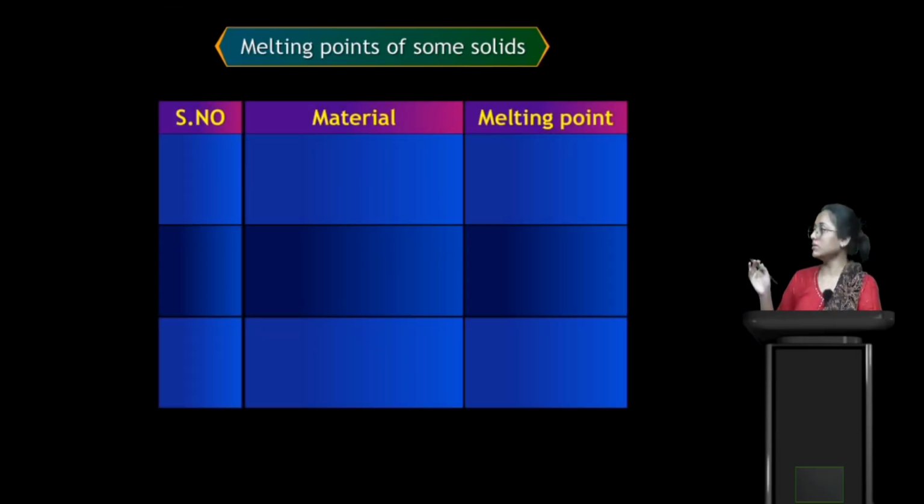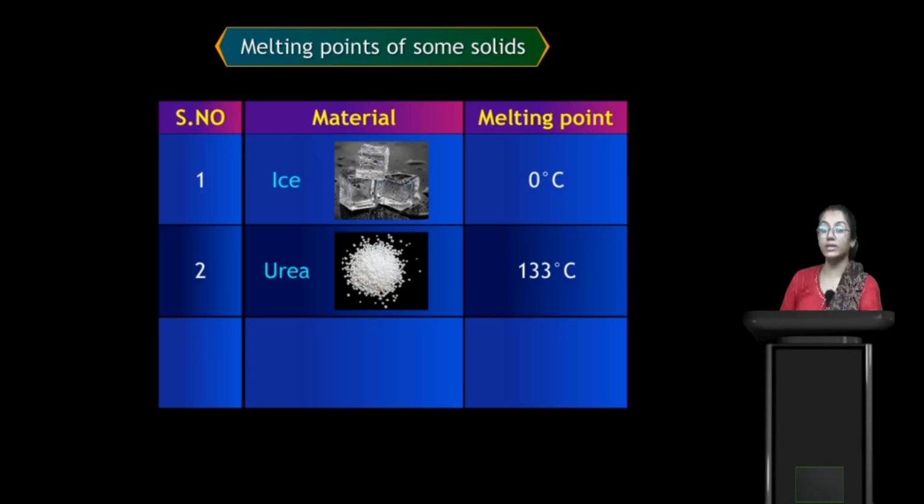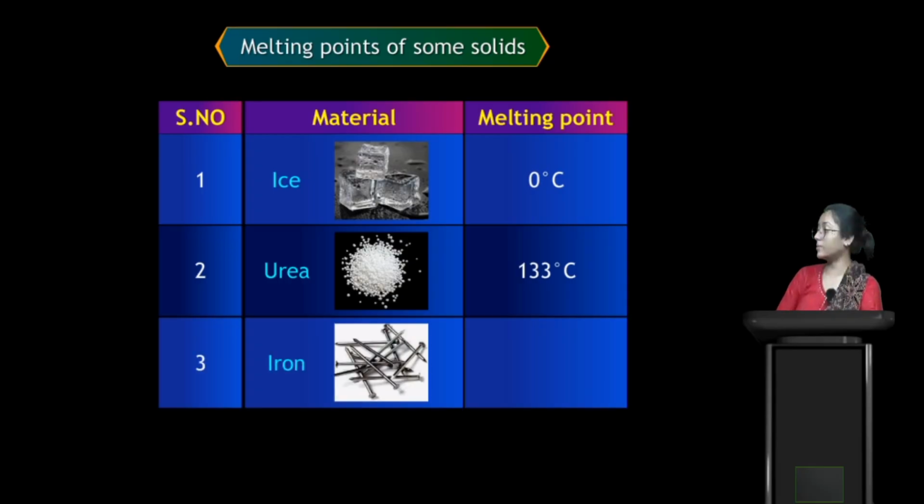Now we will be observing the melting points of some solids. First one is ice and its melting point is 0 degrees Celsius. Second, there is urea and its melting point is 133 degrees Celsius. And third is iron and its melting point is so high. See, 1538 degrees Celsius is its melting point. Okay.